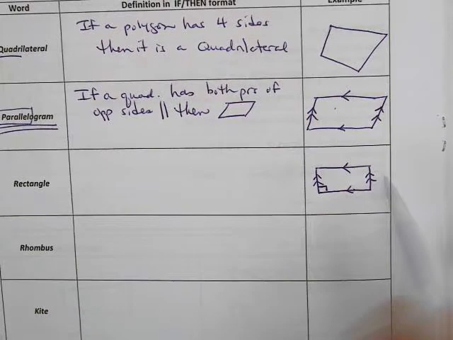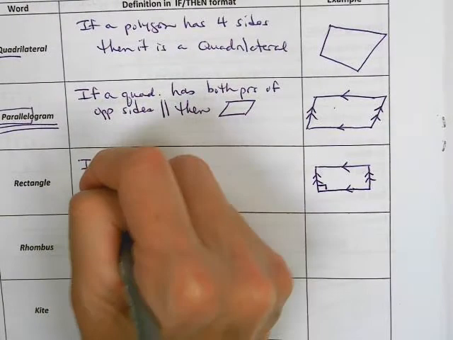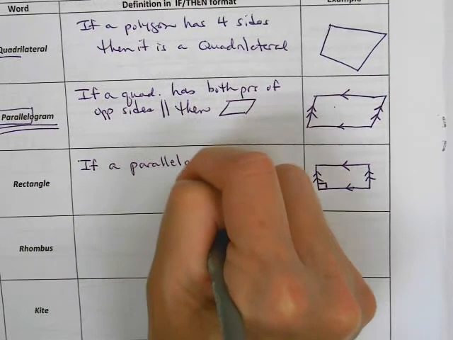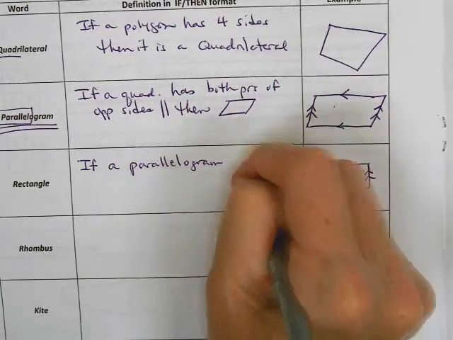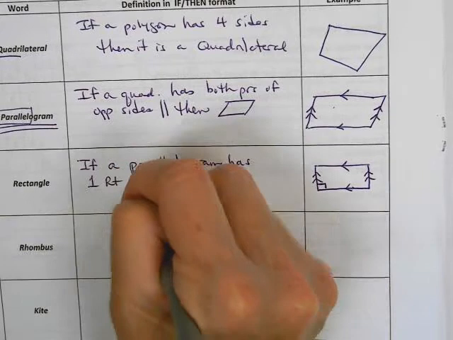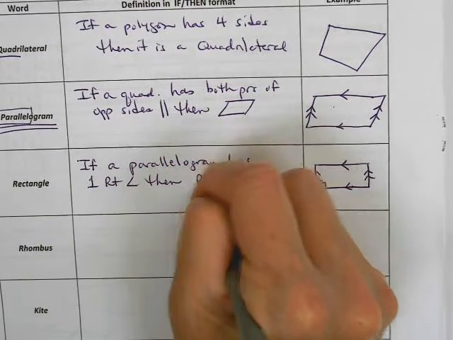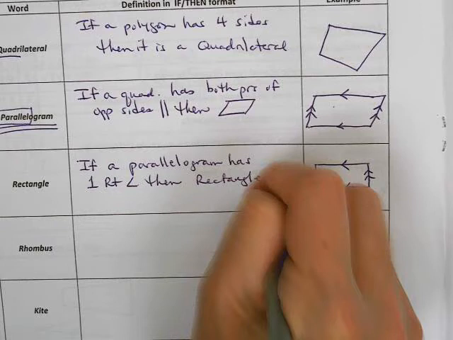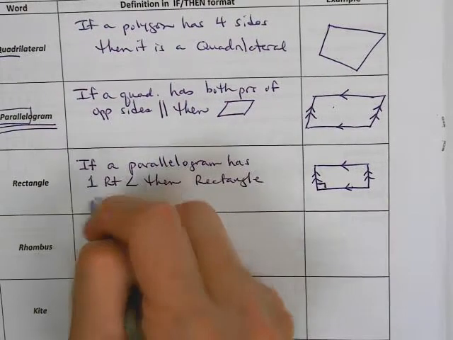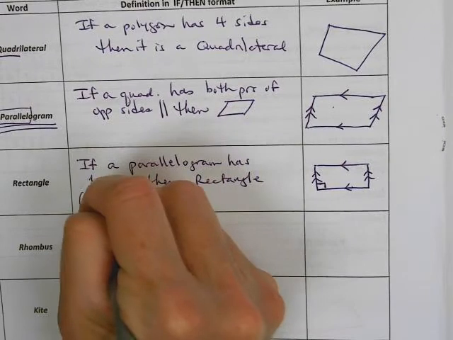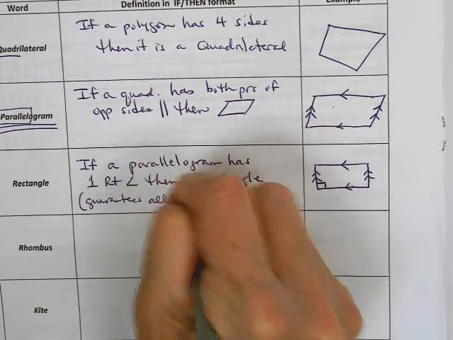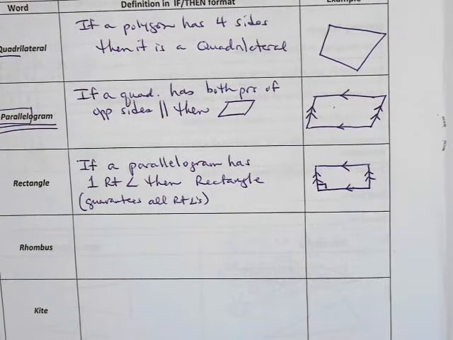So really you only have to state that it has to have one right angle because one right angle guarantees four right angles. So we're going to say if a parallelogram, we're starting with that, has one right angle, then it's a rectangle. Okay, so it's a special case. Again, one right angle, I'm going to put here, guarantees all right angles from what we know about parallel lines.